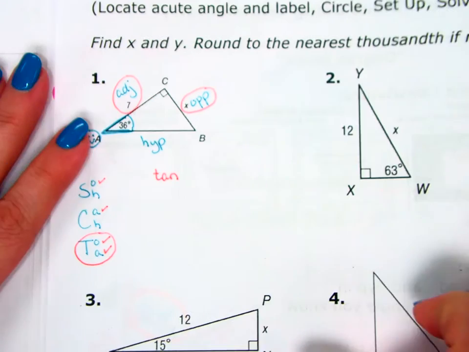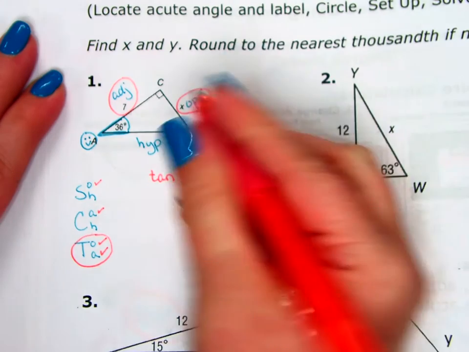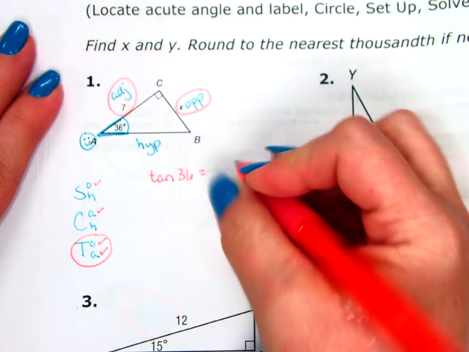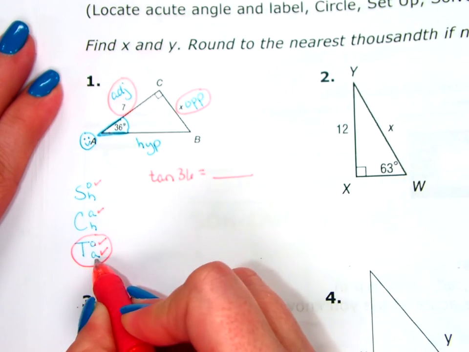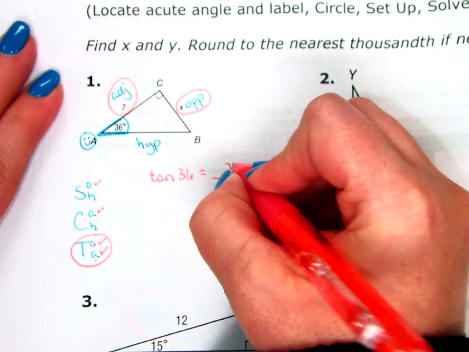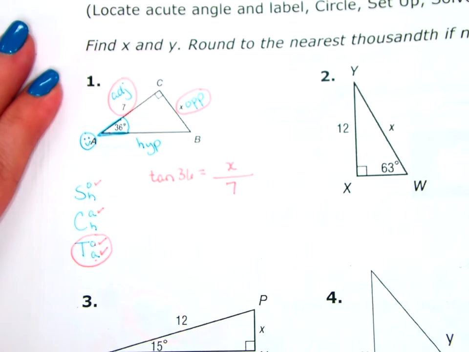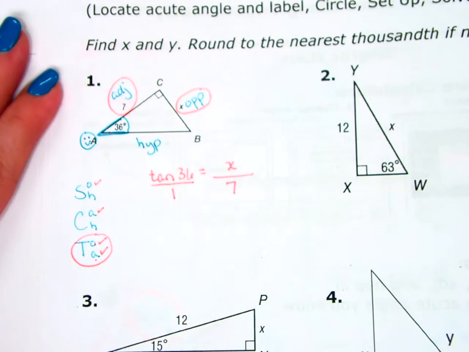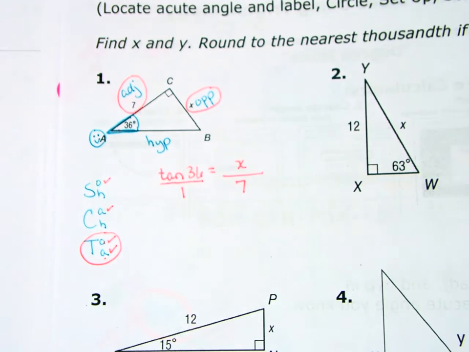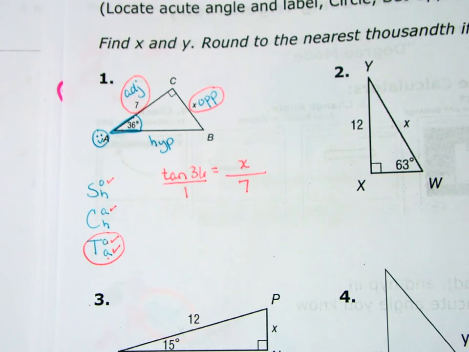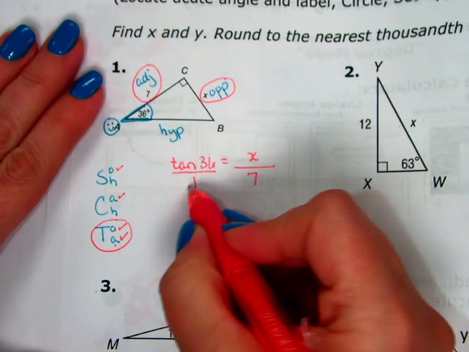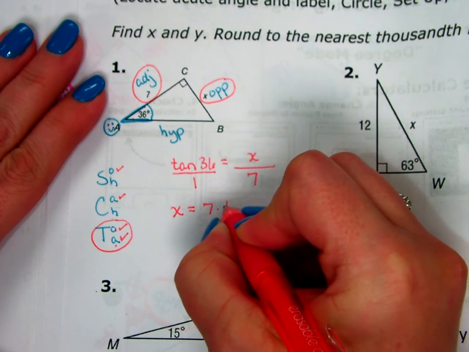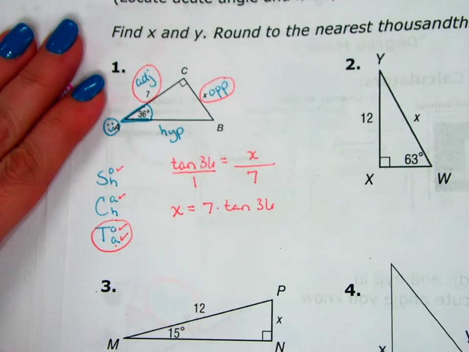Tangent. And then next to the word tangent is always the angle. Tangent, with respect to being at this 36 degree angle, is equal to opposite over adjacent. My opposite is x. My adjacent is 7. We want this to be a proportion, so I put the left side over 1. We've already done 3 of the 4 steps. All we have left to do is solve, right? Just cross multiply. X times 1, x. Then I have the 7 times the tangent of 36.